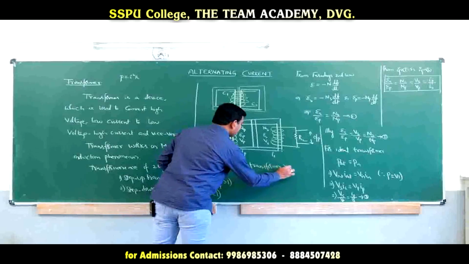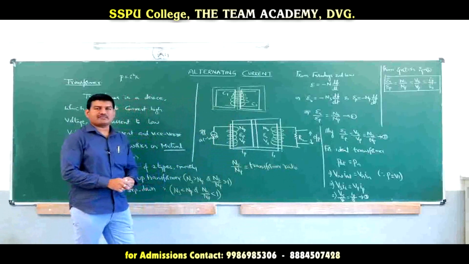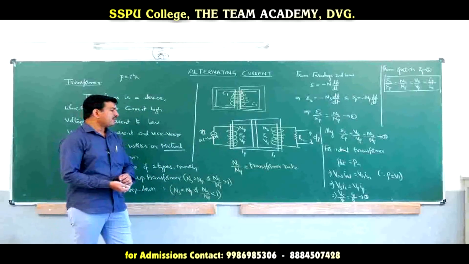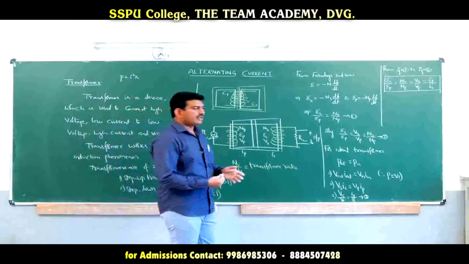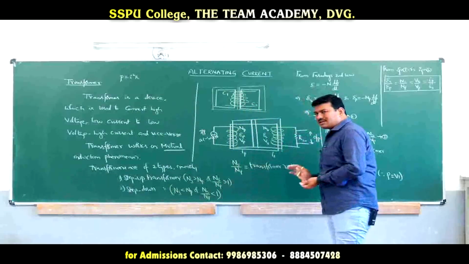This transformer ratio is helpful in identifying whether it is a step-up transformer or a step-down transformer. When the transformer ratio is greater than 1, it is a step-up transformer. When the transformer ratio is less than 1, it is a step-down transformer. Is it clear or not?